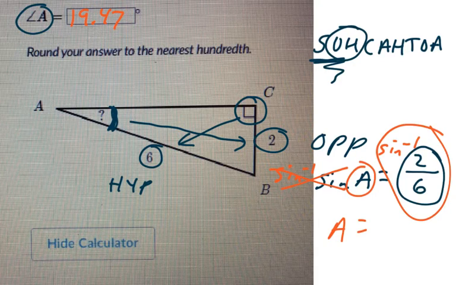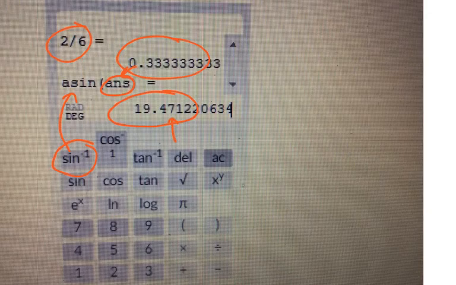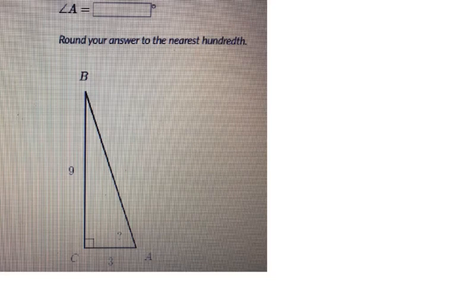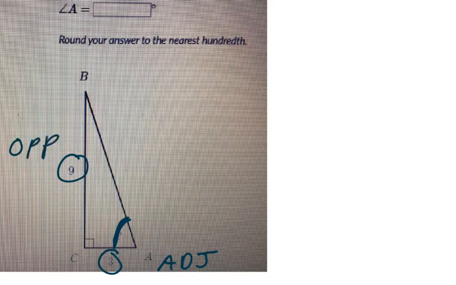Okay, let's do at least one more. Guys, this time our missing angle A is down here. Notice the 3 is adjacent to it. It's right next to the angle. The 9 is opposite of it. We're missing this side, which is the hypotenuse, but who cares? Because I know the opposite and adjacent.